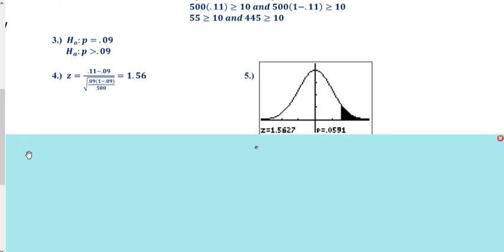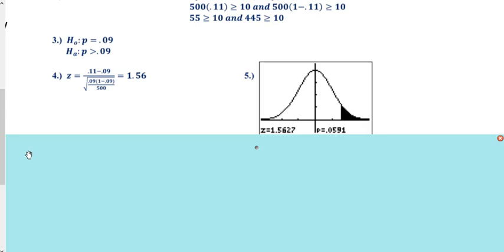z equals p hat minus p divided by the square root of p times 1 minus p divided by 500. That gives us 1.56. So over here at step 5, you have a nice little graph of where 1.56 would be. And if you look at your chart, you're going to find 0.9409. Remember, that's not what the chart's going to give you for the tail; you have to do 1 minus to get that.